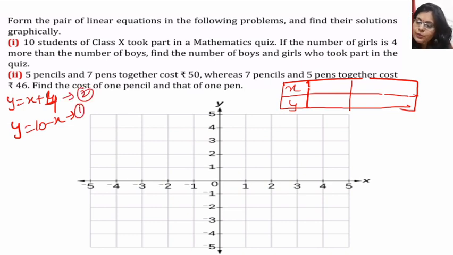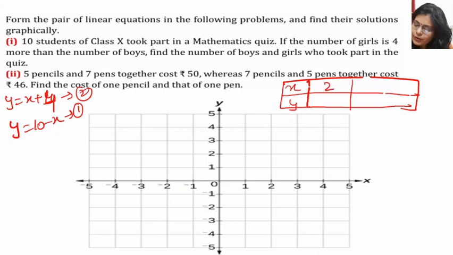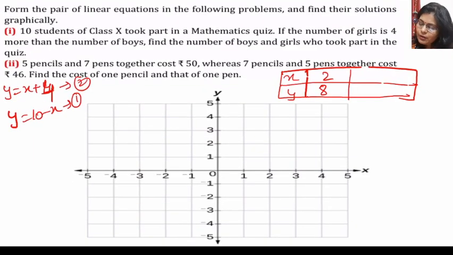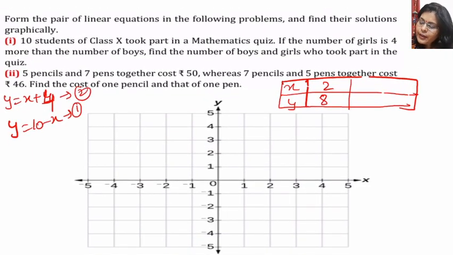In the equation y is equal to 10 minus x, what do we get? If we put the value of x equal to 2, then we get y equal to 8. If x equal to 5, then y equal to 5. If we put x equal to 0, then we will get y equal to 10. Now, in a similar manner, we will make this table for the second equation also.